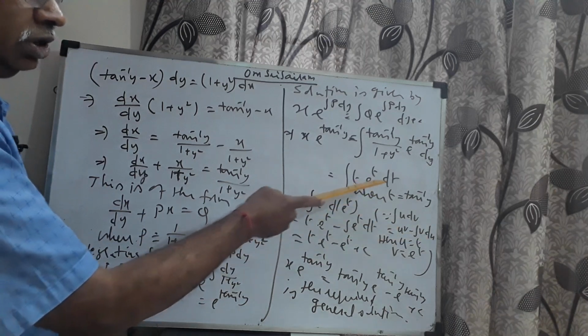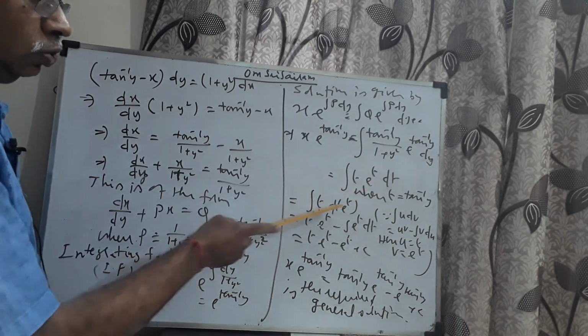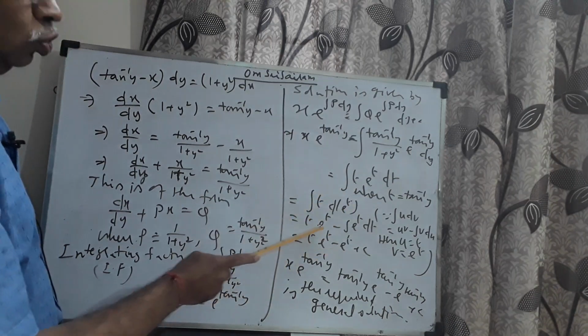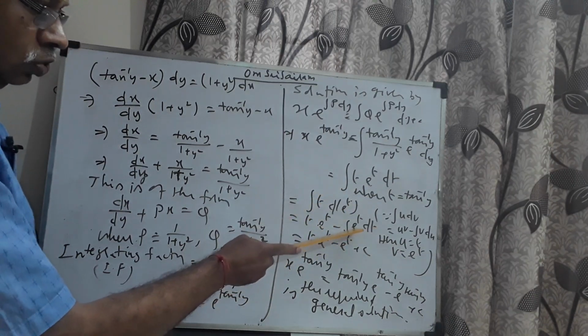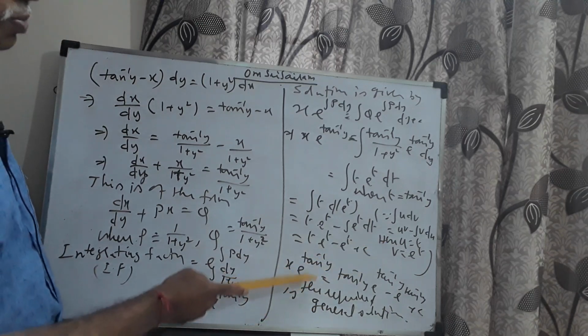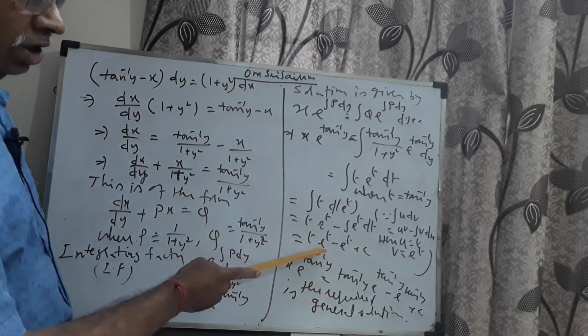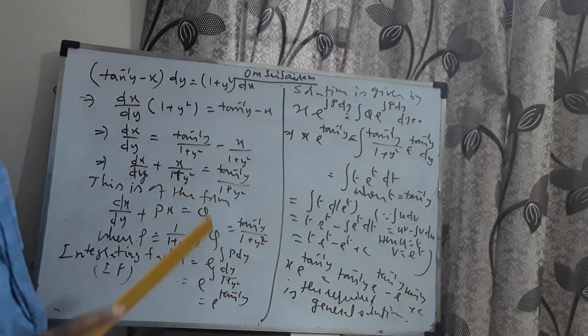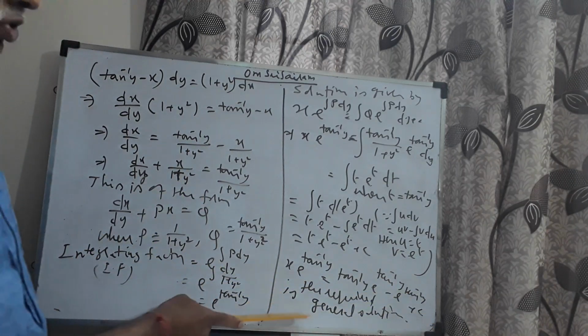Instead of u I have t, instead of v I have e power t, u dv. This is my v, this is my u. Now uv is t e power t minus the integral of v du, e power t dt, which gives t e power t minus e power t plus c. So x e power tan inverse y is equal to tan inverse y e power tan inverse y minus e power tan inverse y plus c. That is the required general solution.